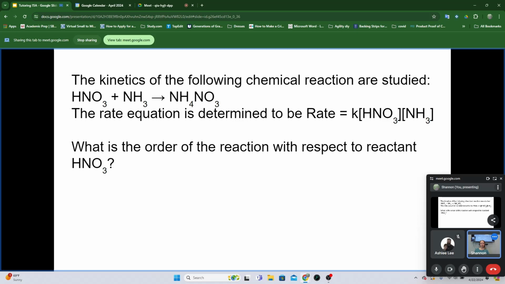Exponent's going to be a superscript, right? So what's the exponent here? Oh, 0. No. If it was 0, I wouldn't write HNO3 at all, because if I put HNO3 to the 0 power, it doesn't matter what number it actually is in HNO3. It doesn't matter what that concentration is. The numerical value of that is 1, right?